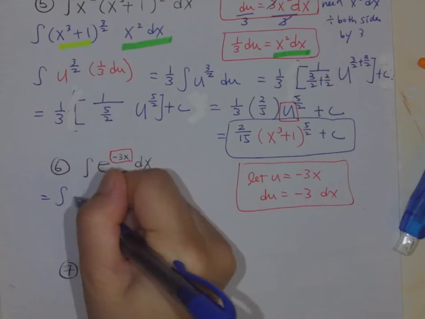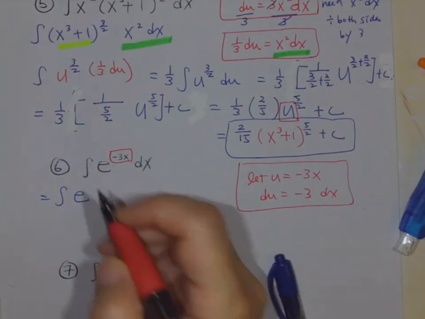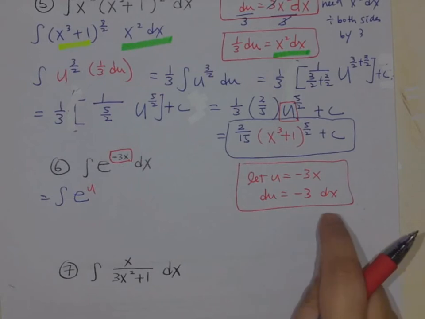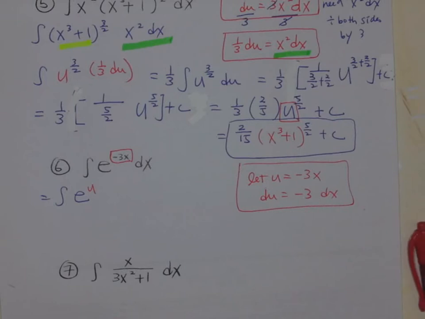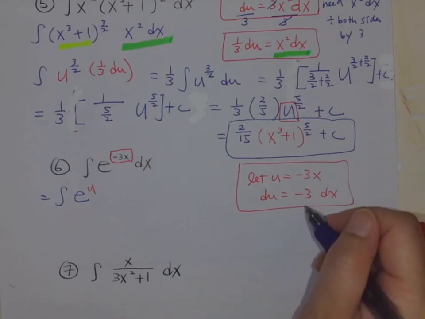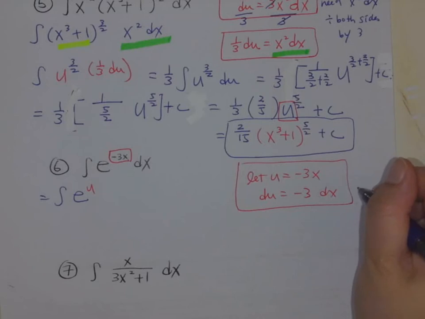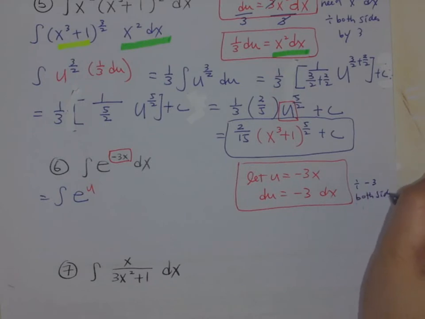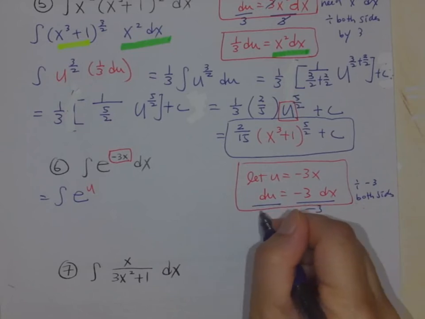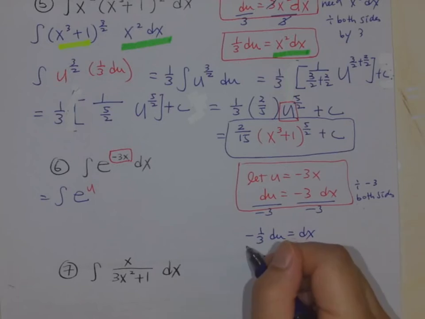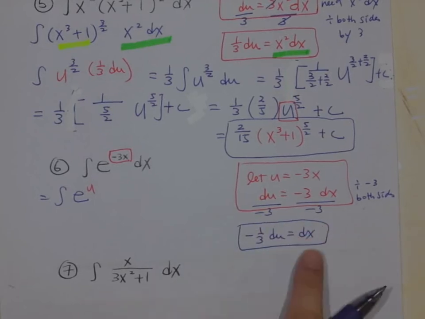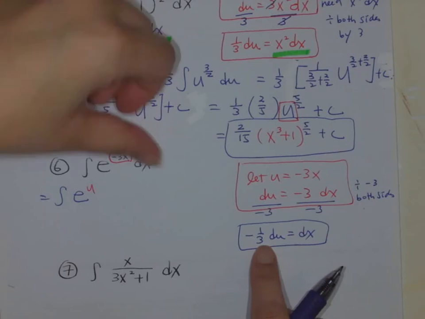So I can do the integral of e to the u, right? And then, same thing, I don't have the negative 3 here, so I need to do the opposite of that, which is divide by negative 3 on both sides. Or you can think of it as multiplying 1 over negative 3 on both sides to get that out of the picture. So divide by negative 3, divide by negative 3. So negative 1/3 du equals dx.